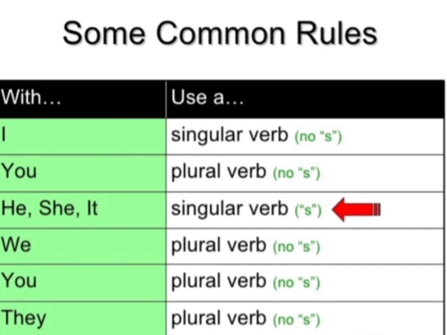Third, listen to it carefully. He, she, it. It's a pronoun and it indicates the singular. So with singular pronoun use singular verb, but an exception has been given. You have to add s with it. We, it indicates plural, use plural verb with plural pronoun. You, whether it is plural or singular, use plural verb. They, it indicates plural, so use plural verb.